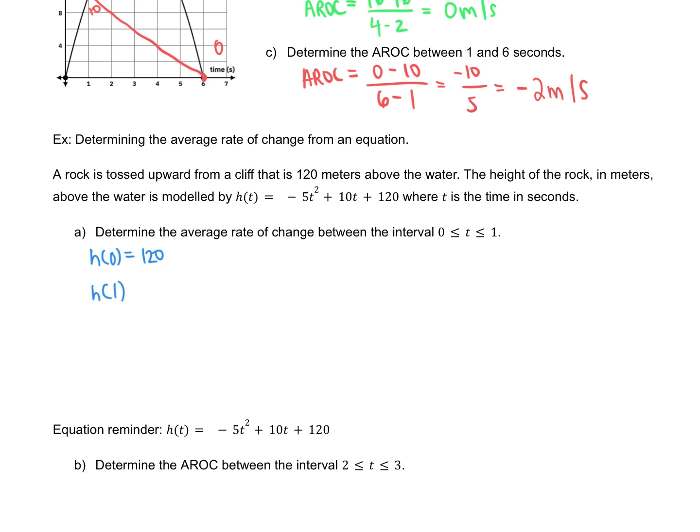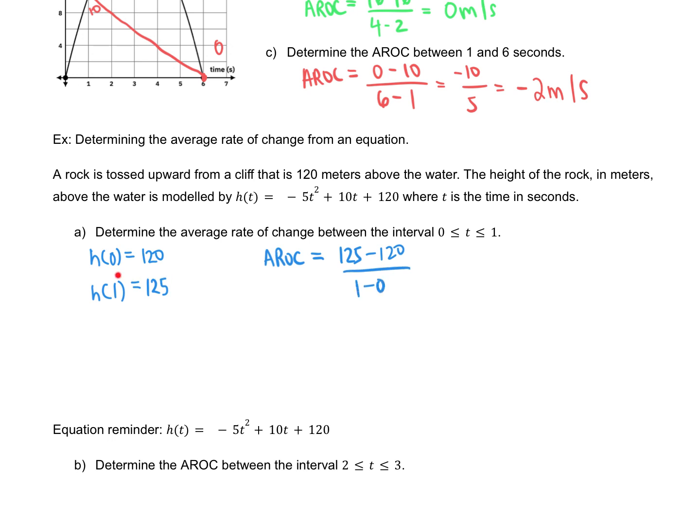At time 1, if I replace my t's with 1, so negative 5 times 1 squared plus 10 times 1 plus 120, that's going to give you 125 meters. And now I'm ready for my average rate of change. So 125 minus 120 over 1 minus 0.